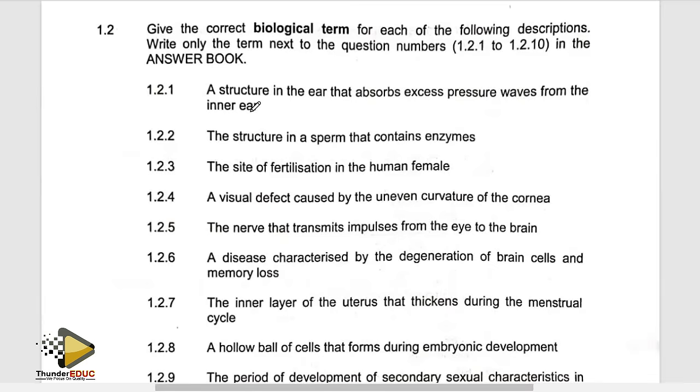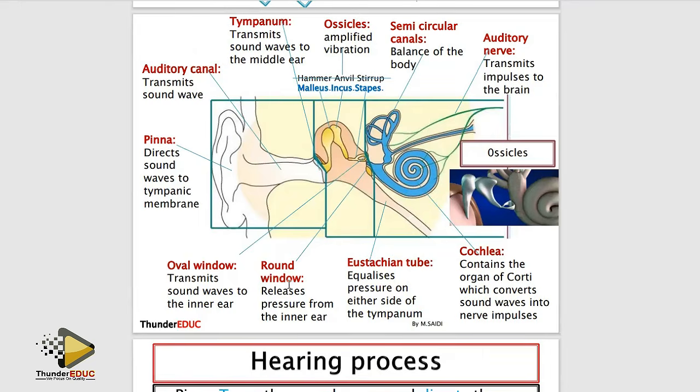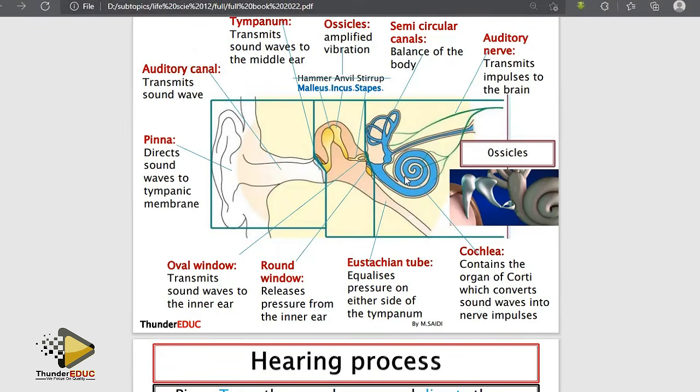That structure is called the round window. It absorbs the excess pressure from the inner ear. Sometimes we say that it absorbs excess pressure from the inner ear, or sometimes we say that it releases pressure from the inner ear. As I told you, in this book you cannot find any question that cannot be answered. So whenever you have challenges, go back to the booklet, it will help you out.